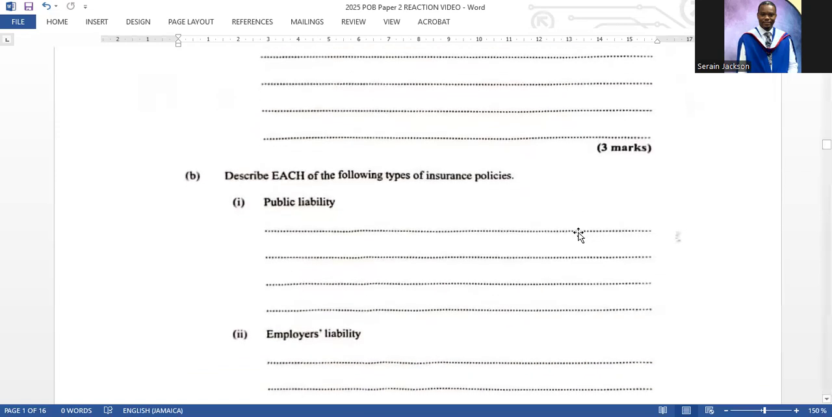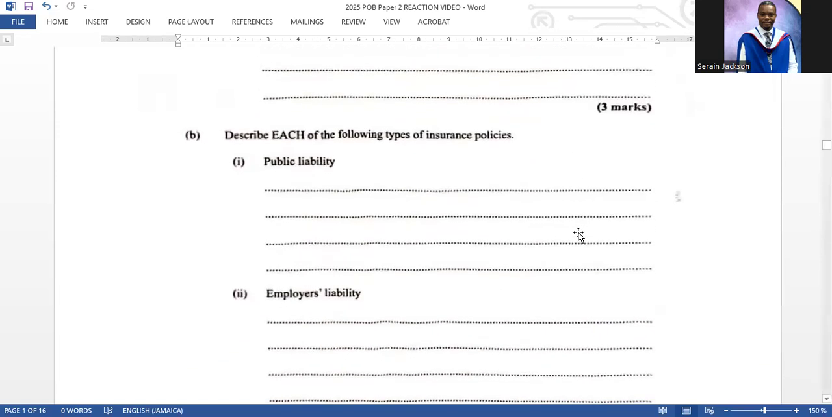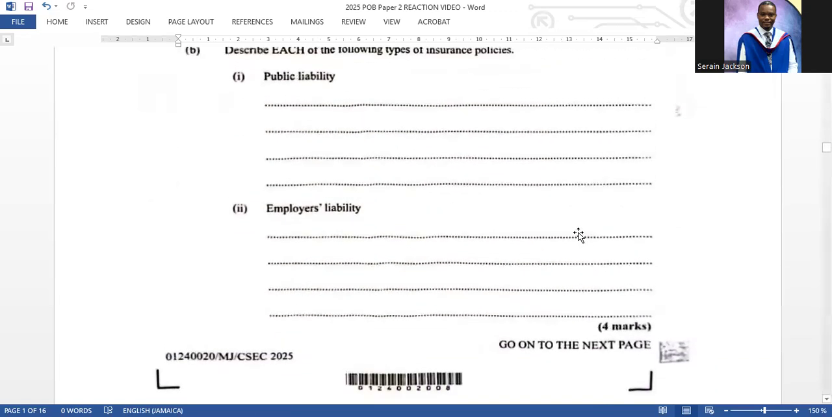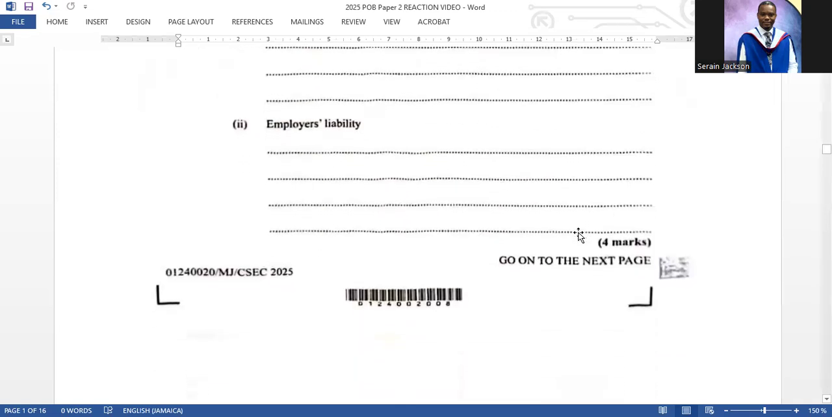Part B, describe each of the following types of insurance policies. My word, look at it. I did say I feel like something about insurance is going to come. Well, there it is. Employer's liability, public liability.